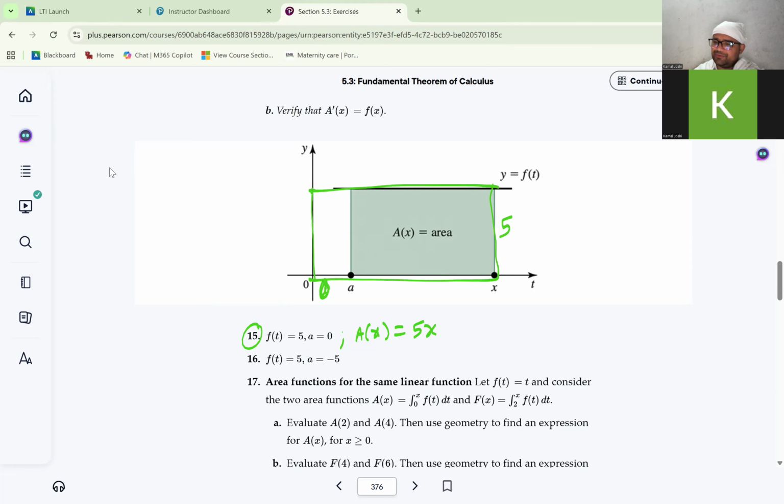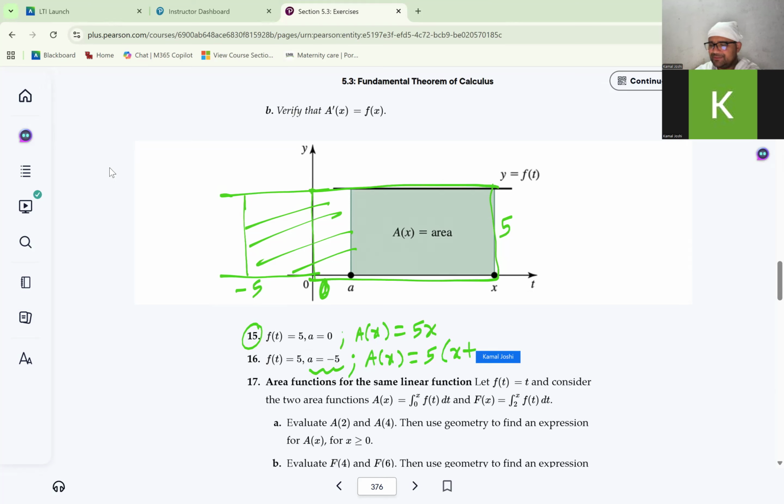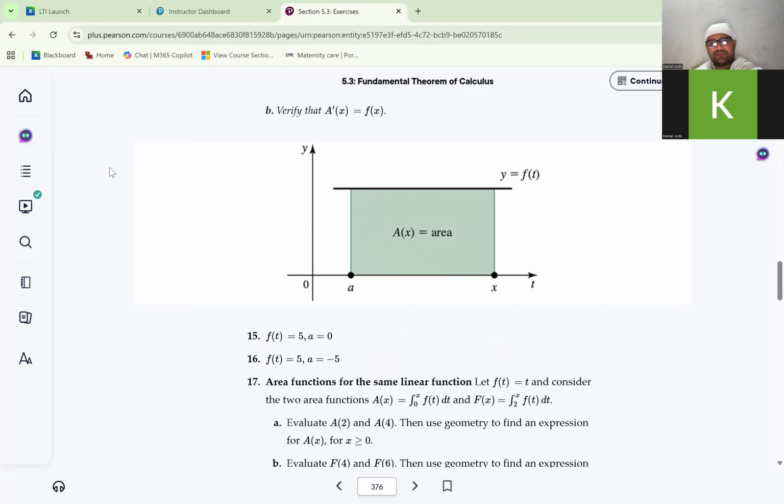And if you start at minus 5 instead of plus 5, if you start at minus 5, then you have to add this also in the area. In that case, your area becomes 5 times x plus 5. Whatever x is, from x to 0 and another 5 units, right? The area is positive. That was the question there.